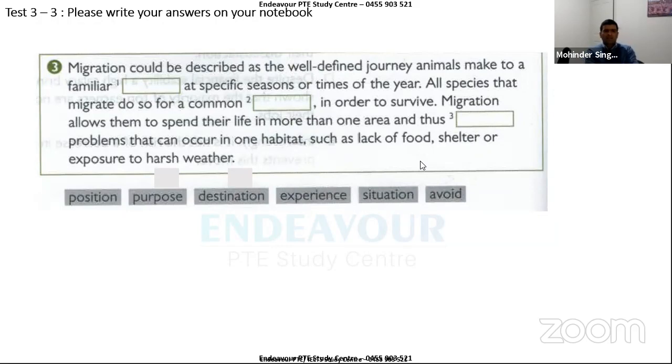All species that migrate do so for a common purpose. Have a common purpose. Yes. In order to survive. Migration allows them to spend their life in more than one area and thus avoid problems that can occur in one habitat, such as lack of food, shelter, or exposure to harsh weather. So we are also doing read aloud at the same time. What Pearson does is give the same text here and throw some similar words on the other side as well. Right, here we go. Next one.